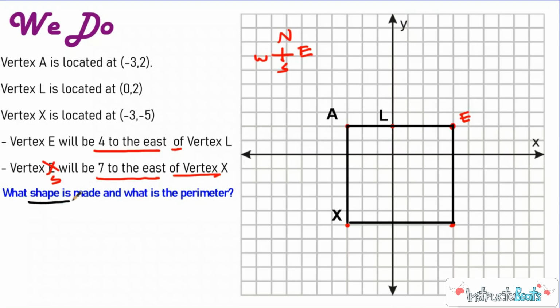So what shape is made, right? So I can see right here, it's going to be either a rectangle or a square, although a square is really a rectangle. Check out our quadrilateral hierarchy song for that. So, and we want to know the perimeter. So to decide whether or not it would be more accurate to call it a square or a rectangle, let's find the distance between the vertices of my square.